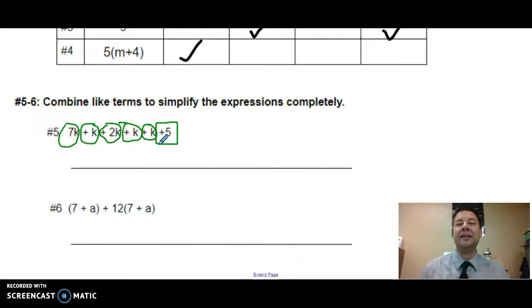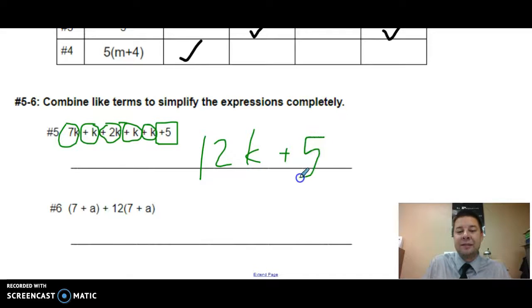So what that really means to me is I'm combining my shapes. All right, so all my circles can be combined. So I have 7k plus 1k, because there's an invisible 1 as my coefficient. So 7 plus 1 is 8, plus 2 is 10, plus 1 is 11, plus 1 is 12. So my answer here is 12k plus, and here's where I can combine all of my squares, which there's only 1. That makes it easy, 5.